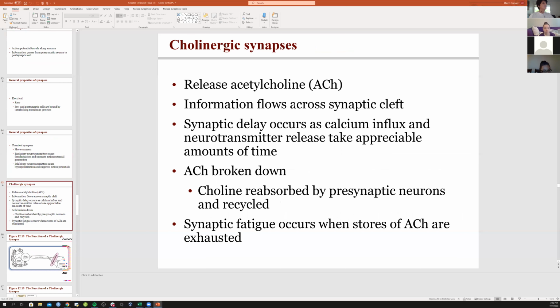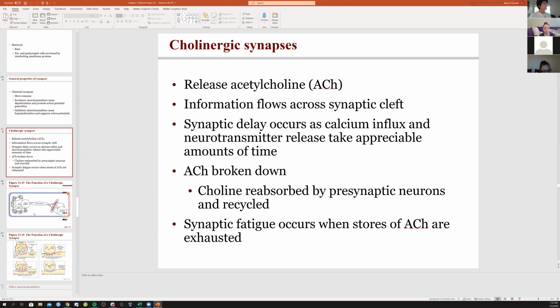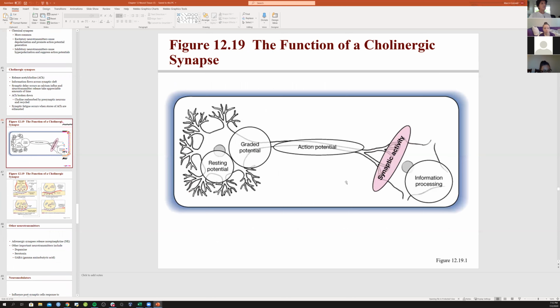So here's an example of cholinergic synapses, synapses that rely on acetylcholine. Signals flow across the synaptic cleft. Synaptic delay is considered, since neurotransmitter release takes an appreciable amount of time. Acetylcholine is broken down, and choline is reabsorbed, recycled and reassembled. But let's look at the particular synapse. The action potential reaches the axon endings.